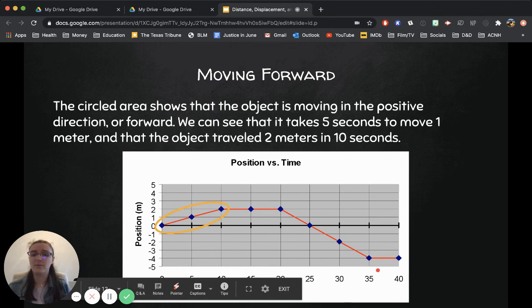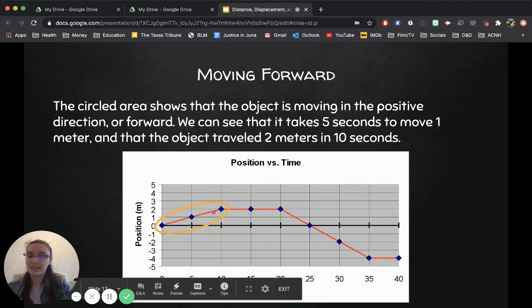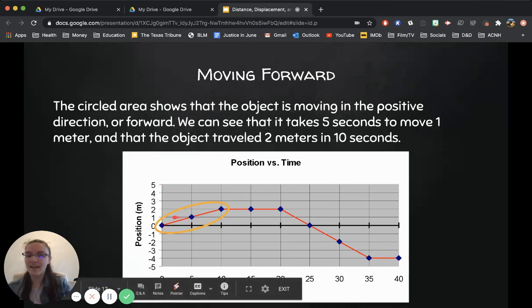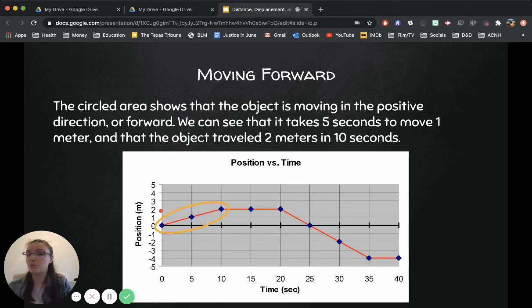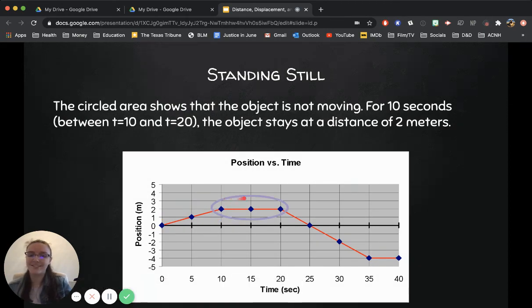So let's break this graph down. The circled area here in orange shows what motion looks like on a graph when you are moving forward or in the positive direction. Each point tells me how long it takes to get somewhere, and I've got a positive displacement, a positive distance. So after 5 seconds, I have moved 1 meter forward. After 10 seconds, I have moved a total of 2 meters forward. That is what moving forward or in the positive direction looks like on these position time graphs. When you're standing still, it'll be a straight horizontal line. This object is not moving.